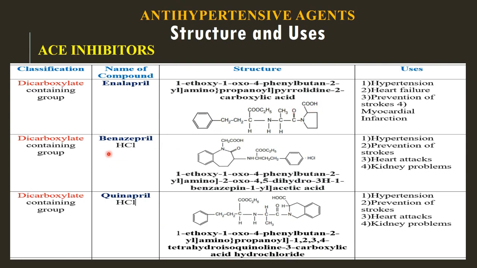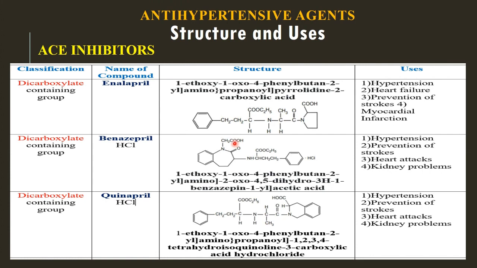The next drug is benazepril. Here we have the azepine group. What is an azepine group, students? It is a 7-membered ring with 1 nitrogen present. To this nitrogen, you can see acetic acid is linked, and there is 1 oxo group present at position number 2. Now how do we name this compound? It is 1 ethoxy oxo, then phenyl butane, 2 amino group is present, and then 2 oxo at the 2 position, then 1, 2, 3, 4, and 4 and 5 we have dihydro, there is no bond here, then 3H is present, and then 1 benzazepine yl acetic acid. Uses: hypertension, prevention of strokes, heart attacks, and it can be used even in kidney problems.